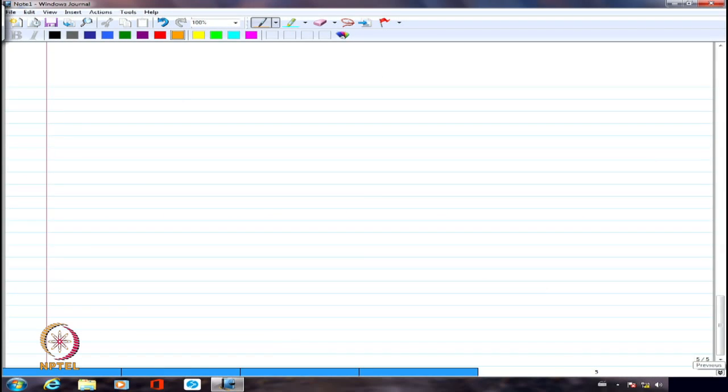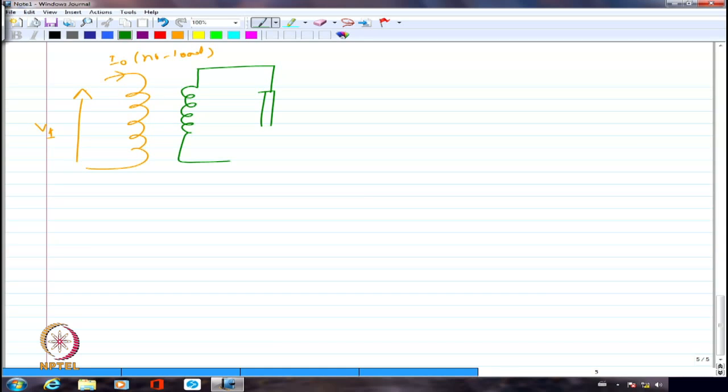Now, let's say I am going to connect the load. So this is my primary, and I have applied V1, and what I was having is I0. This was under no load. Now, I am going to connect the secondary to a load. So this is the load, and let's say this is actually drawing a current of I2. When it is drawing a current of I2, right?